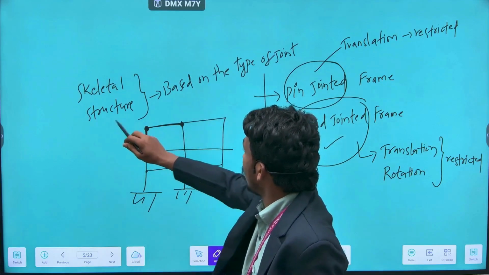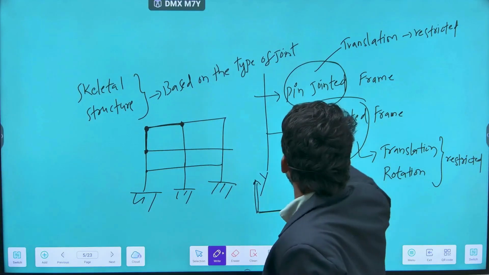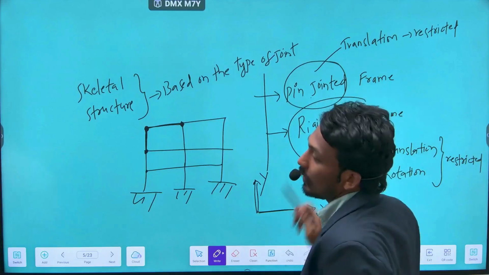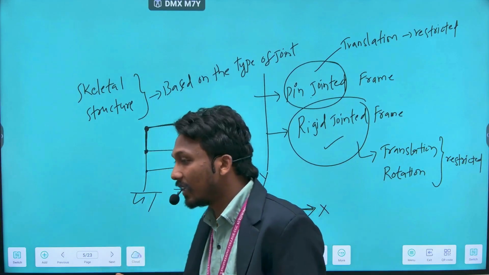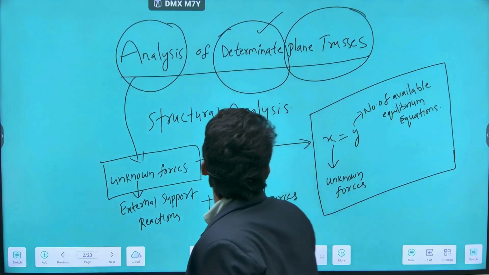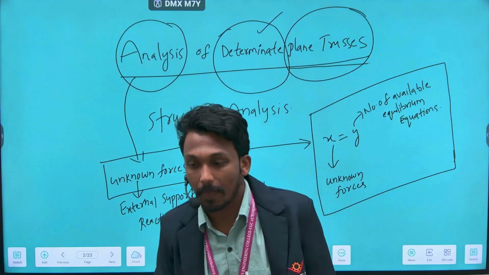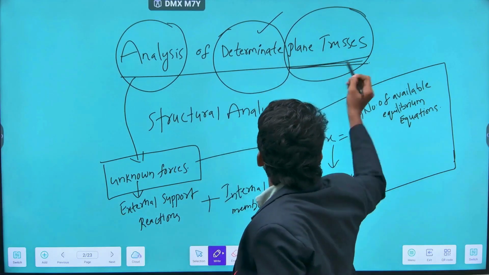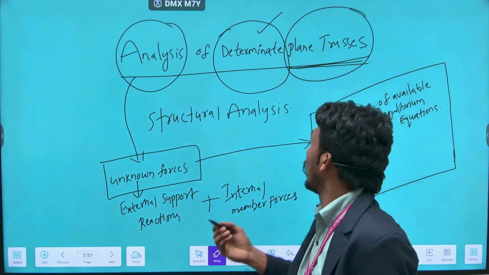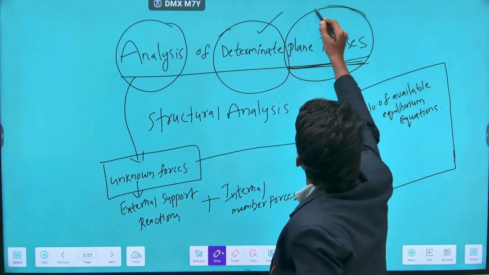So a skeletal structure is classified based on the type of joint: one is pin joint and the other is rigid joint. So we have a pin jointed frame and a rigid jointed frame. Now let us see what a truss is. A truss is basically a skeletal structure and it is a pin jointed structure. If the structure has pin joints, then it is called a truss. And what is a plane truss?